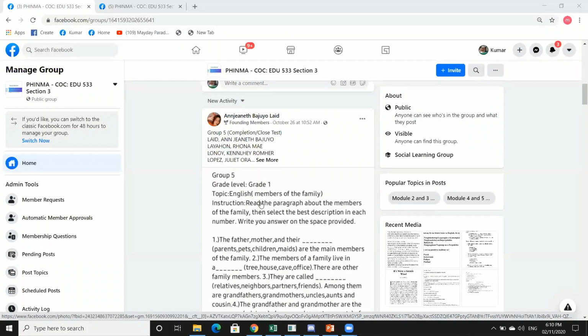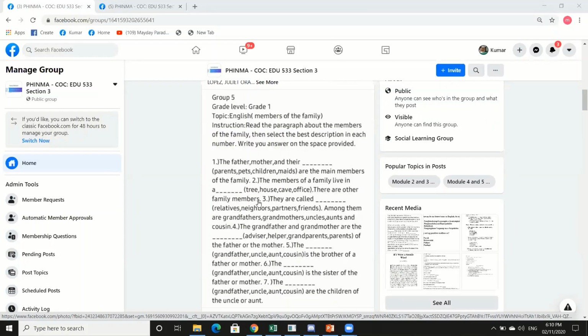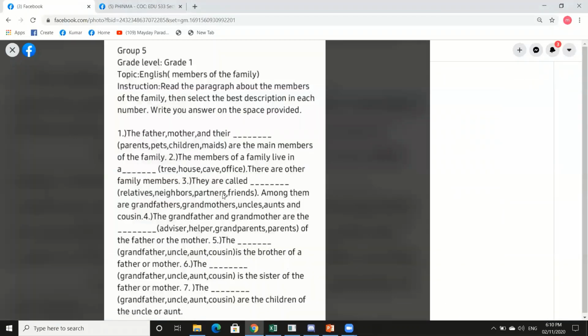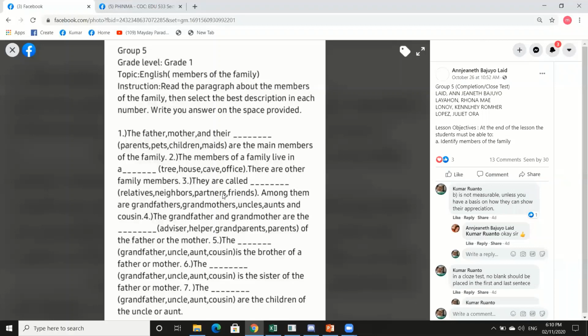Okay, let's try first with group number 5, from section 3. They are tasked to write a completion or cloze test. A completion or cloze test is like a fill in the blanks test, but it is written in a prose or paragraph type. So the group made an example of a cloze test.